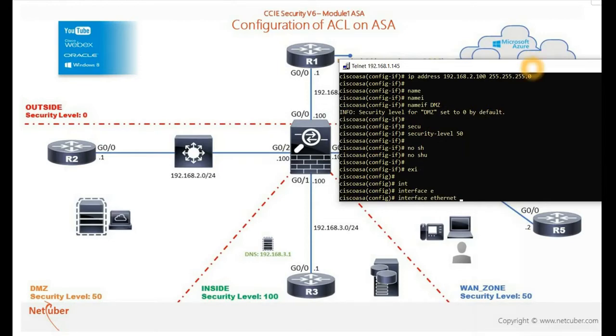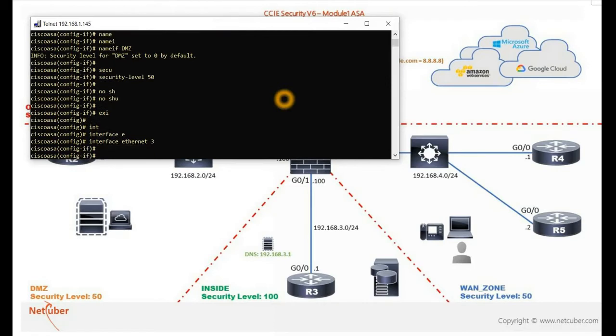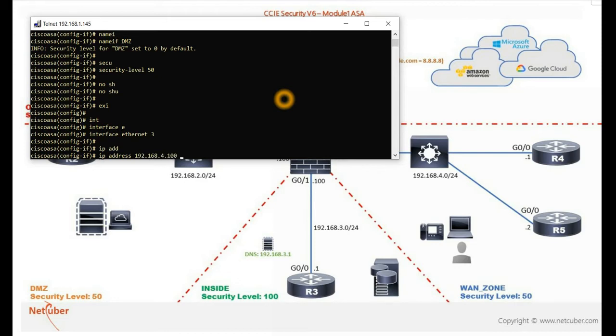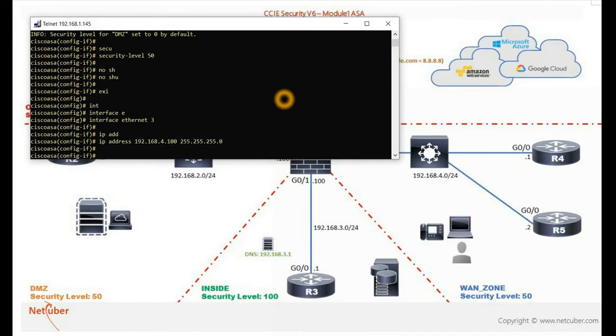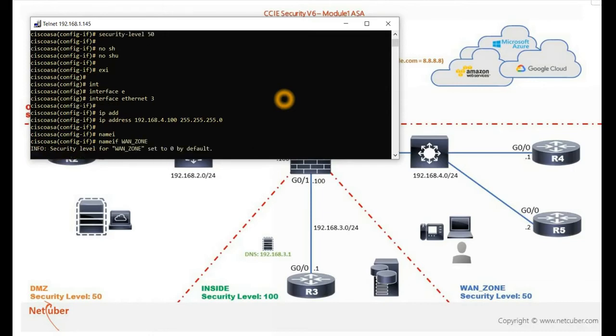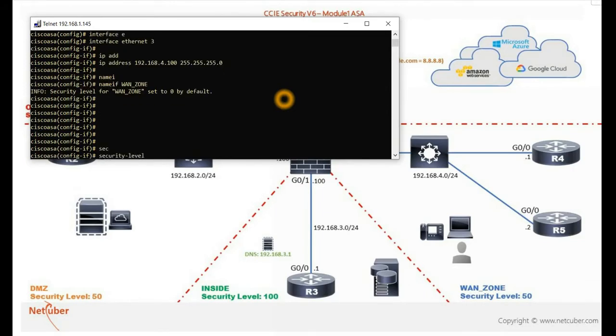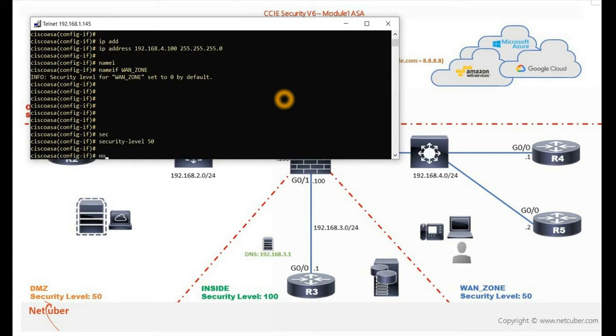Ethernet 3, that is IP address 192.168.4.100/24. Nameif WAN zone. Security level 50.